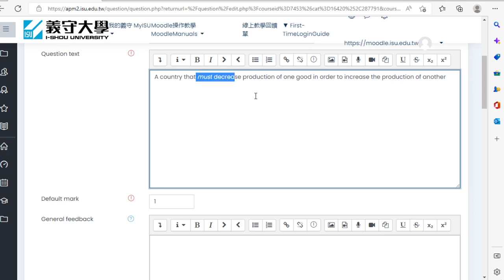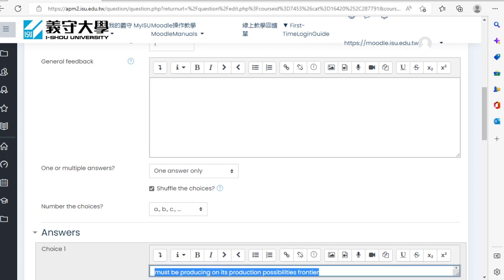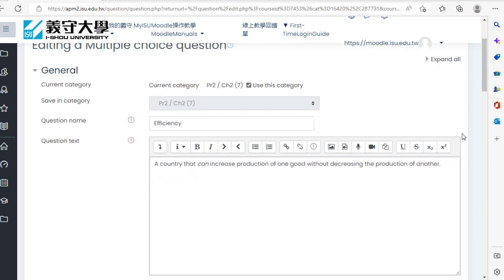So in order to move to the right, to have more of the good on the x-axis, for example, it must also go lower to have less of the other good on the y-axis. So we're already producing on the production possibilities frontier.